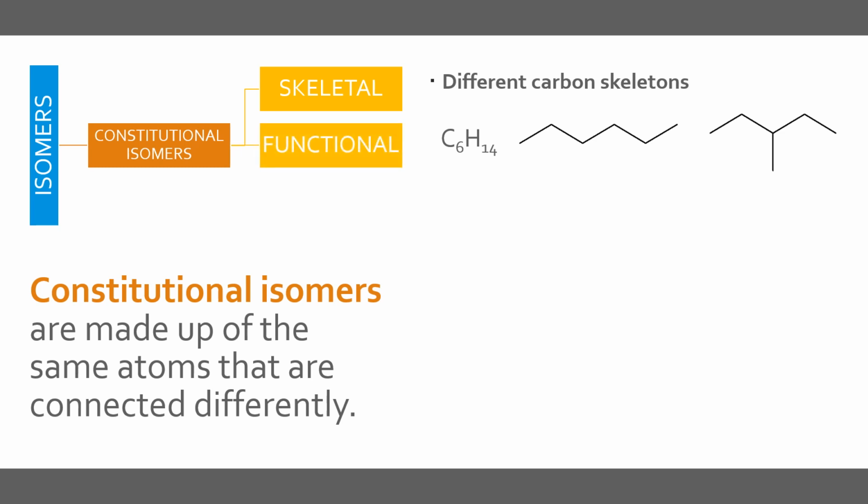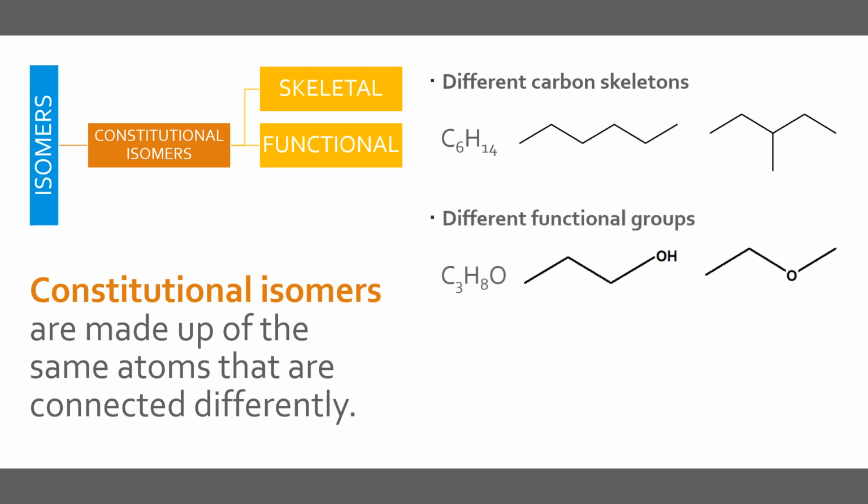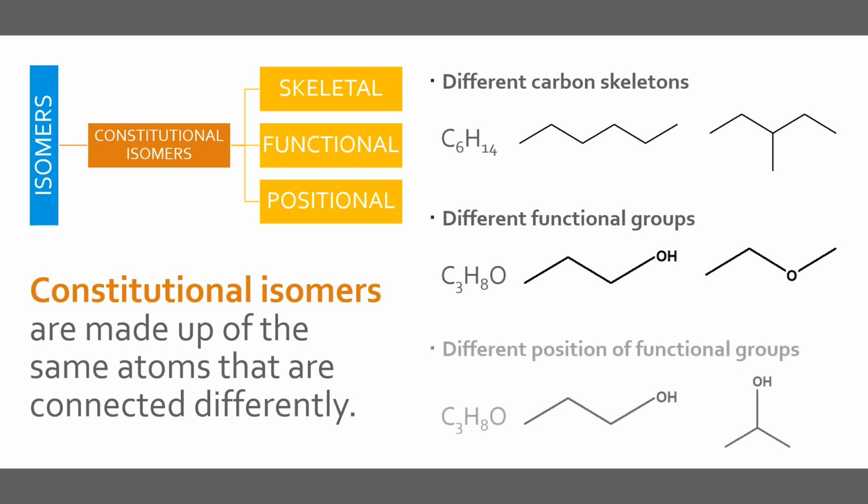The next kind of constitutional isomers are called functional constitutional isomers. Functional meaning functional groups. I can have a molecular formula of C3H8O that could pertain to something that's an alcohol or an ether. And the last kind of constitutional isomer is called the positional constitutional isomer. I have the same functional group positioned differently in my particular molecule. So, if I take my C3H8O and generate an alcohol, I can generate either a terminal alcohol or a secondary alcohol, all of which are constitutional isomers.